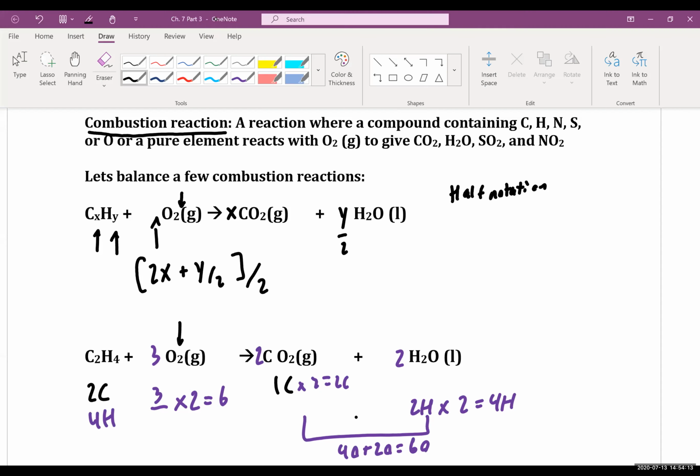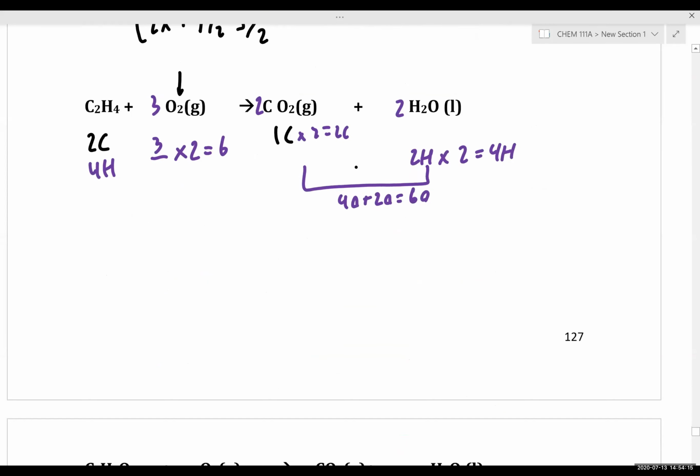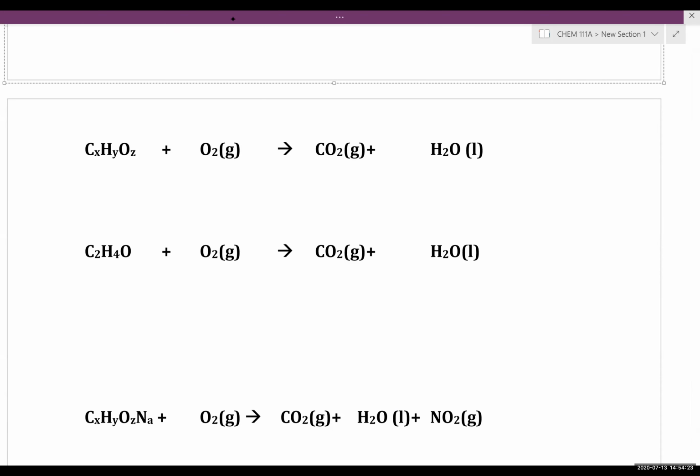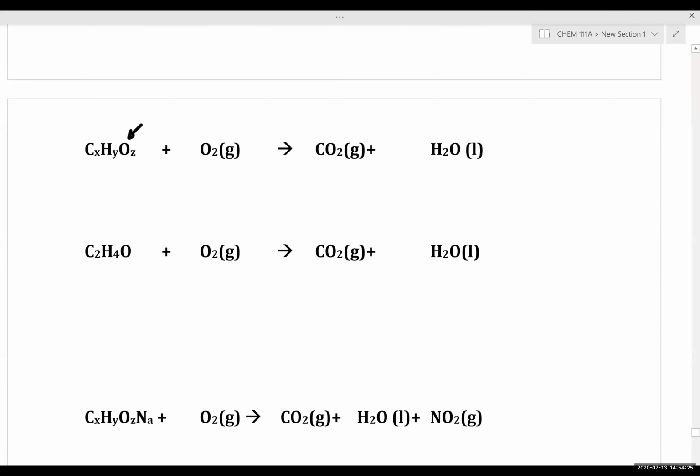Let's do some more practice. And let's try to balance another type of combustion reaction. So looking at this next type of combustion reaction, we now have oxygen in our chemical formula. That's going to be a little bit problematic for us because if we have oxygen in our chemical formula, that in turn means we have to account for that oxygen atom when we're balancing this equation. So let's start with an example that we're comfortable with.